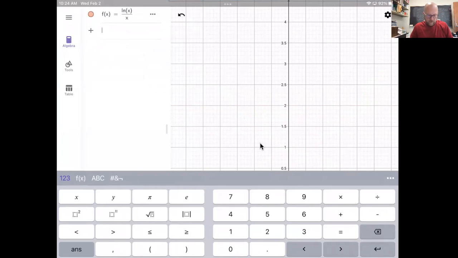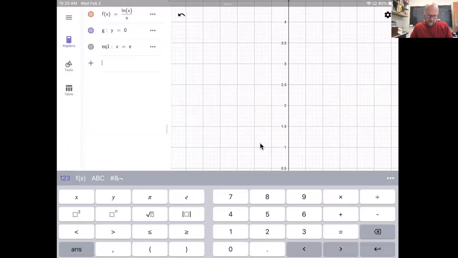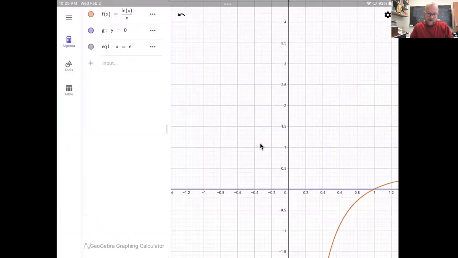And then y equals 0. So I'll go ahead and say y equals 0 explicitly because that might be handy. And then I'll say x equals e. I hope it understands that. All right. So I need to hide my keyboard. Okay, don't need that. How do I, don't remember how to, oh, there, I hid my keyboard by touching off the keyboard.